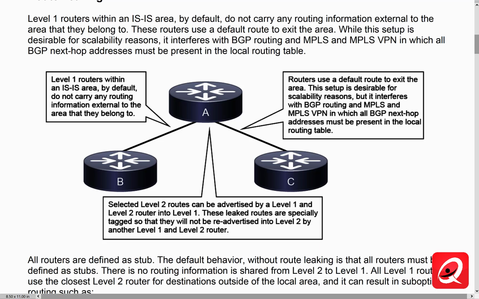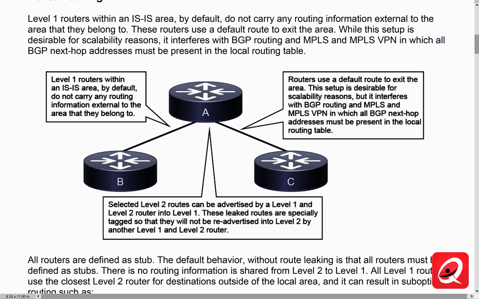All routers are going to be defined as a stub. That is the default behavior. So without route leaking, all routers get defined as a stub. There isn't going to be any routing information shared from a level 2 router to a level 1 router. So that's a pretty important concept when you consider that in most ISIS implementations, we're going to have some sort of multi-area design, which means we're going to have those level 2 routers. We basically just simply use the closest level 2 router for destinations that exist outside of the local area, which means that you may end up having suboptimal routing.